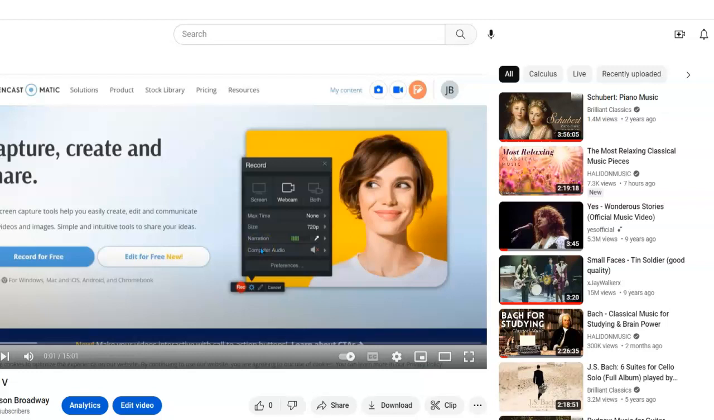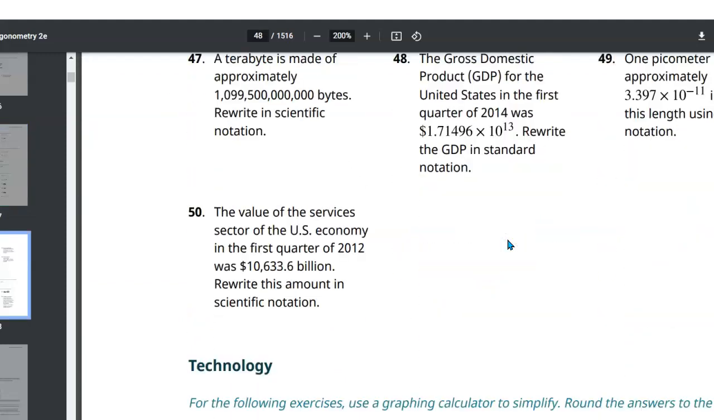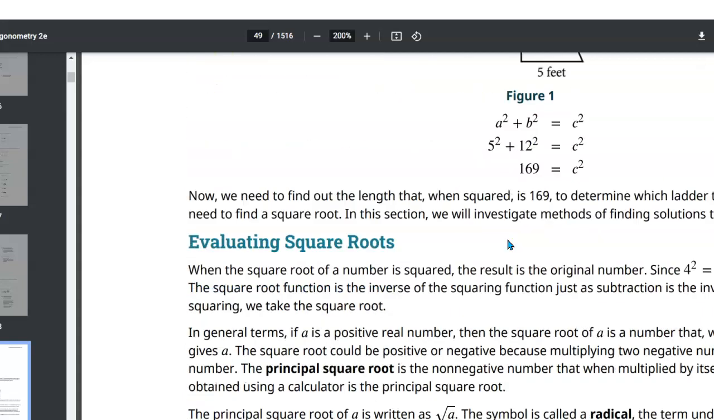Let me go back to the textbook and see what we got going. So here's our textbook, and let's, so 1.3.